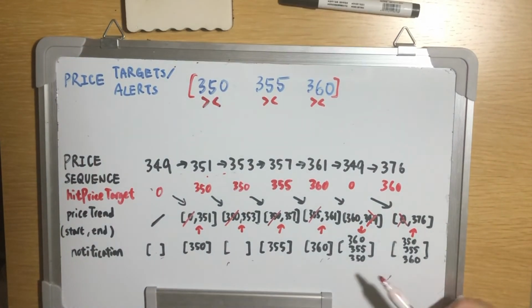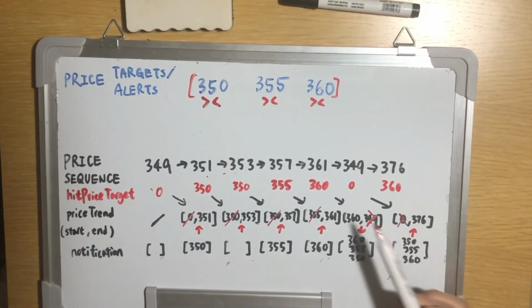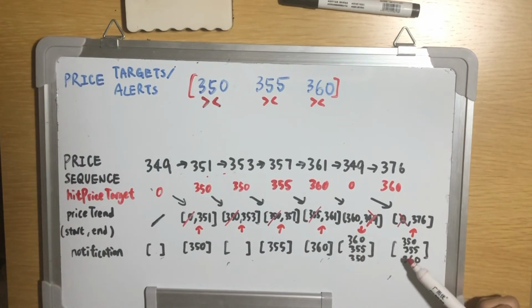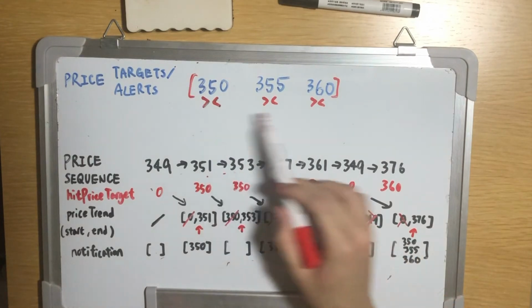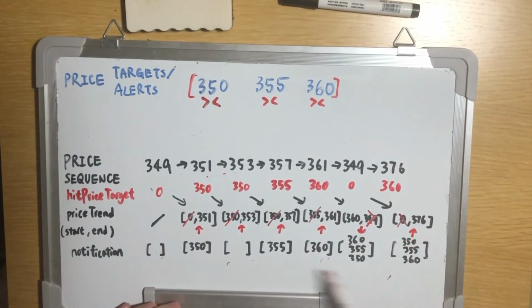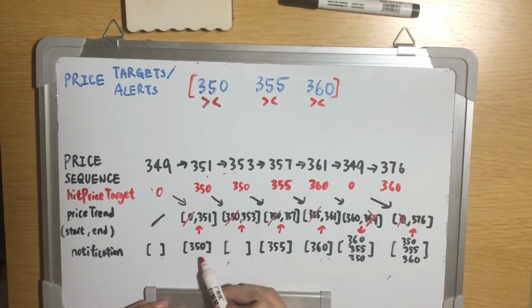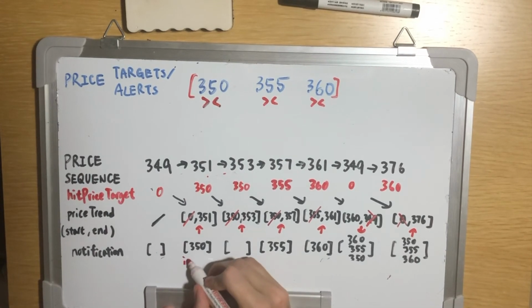You may ask, what's the difference between these two notification lists? Basically, they both hit all the price targets. However, this is falling below all 3 price targets, and this is passing all 3 price targets. So how do we distinguish between the increase notification and decrease notification? That's based on the list order. If it's ascending order, then that will be increase.